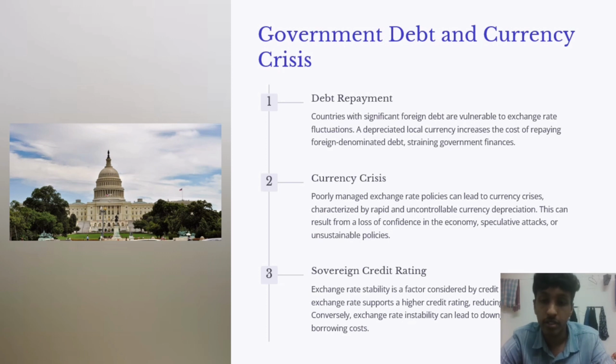Sovereign credit rating. A sovereign credit rating is a measure of how likely a country is to repay its debt. So a stable currency can help a country get a better credit rating. So they're willing to loan out the amount based on the credit rating. This means that it can borrow money at a lower interest rate also.